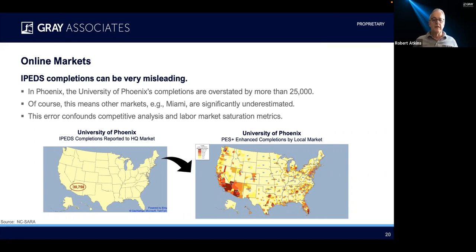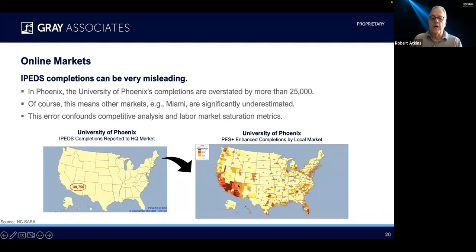The second part is they're reporting those completions in the wrong place. So if I'm looking at Phoenix as an example, and I'll take not just the market, but the University of Phoenix as well, in 2021, they reported 30,750 completions in the city of Phoenix. 95% of those, according to the NC-SARA database, where they have to report their actual enrollment by state, took place someplace else. Many of them in Southern California, as well as places all over the country, the East Coast, and you can see a hotspot down there in Florida as well.